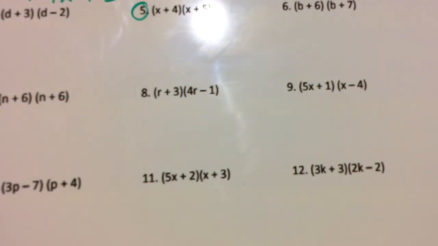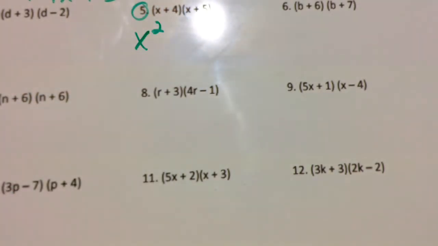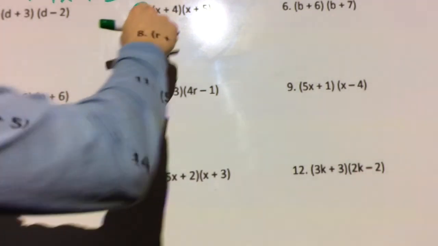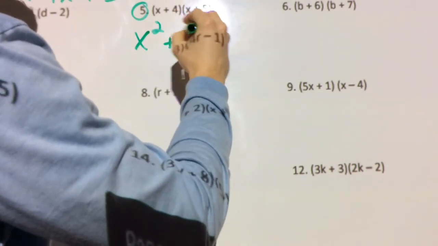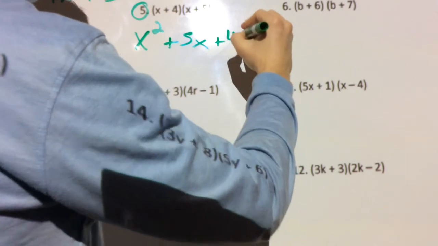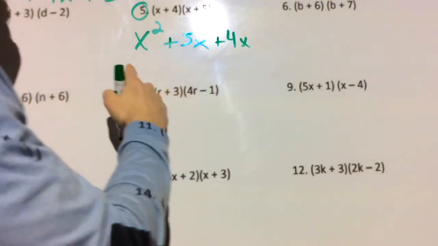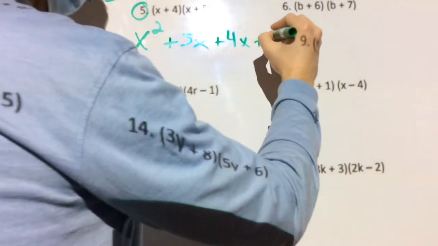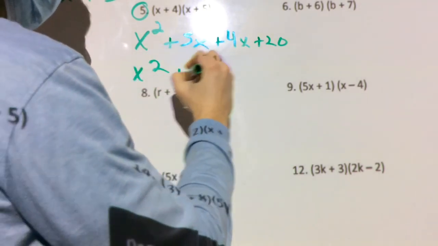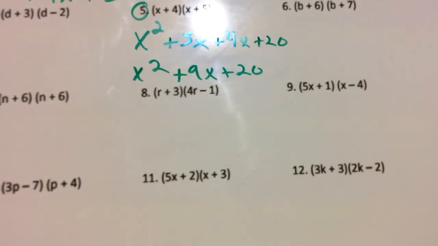Okay, so what does the F stand for, Ben? First, so I'm going to do x times x, which gives me x squared. We're all okay with that? What does the O stand for, JT? Outer, yeah. So x times 5, which is what? 5x. Then I have the I, which is what, Colin? Inner, so it's going to be 4 times x. And then last but not least, we have my last, which is going to be what, Hayden? 4 times 5. And that's going to give me 20. Simplify this out, we get x squared plus 9x plus 20. Are we good with that?